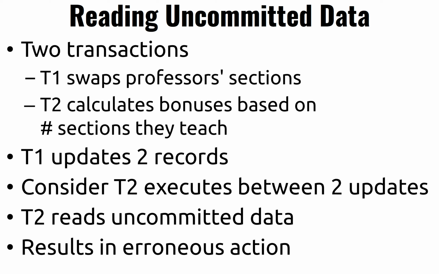It goes to completion, but notice that transaction 2 was working with false, or incomplete, information. It might be that now the first professor gets a smaller bonus than the second professor, which might be unfortunate. That's what we mean by reading uncommitted data: we haven't yet made the commitment that we have updated the first professor and the second professor. We haven't made it permanent, but we're still allowing the second transaction to read this information that we haven't yet committed to.